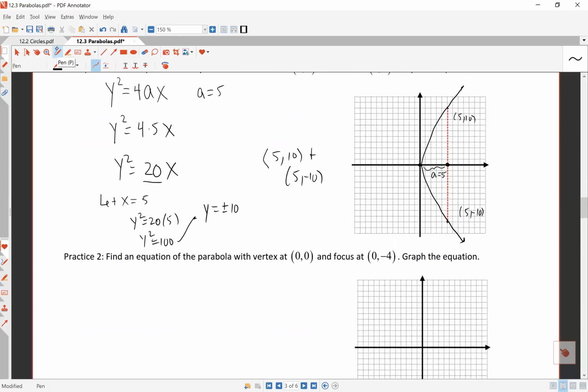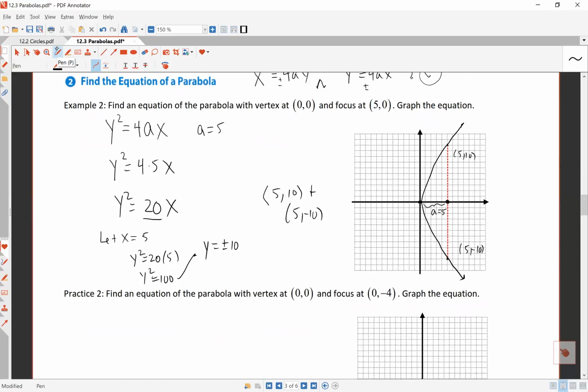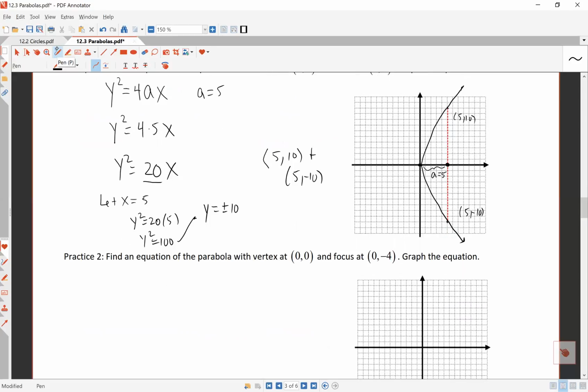And practice 2 is for you to try. I encourage you to press pause in your video and work this out, and come back when you're ready to see the solution.